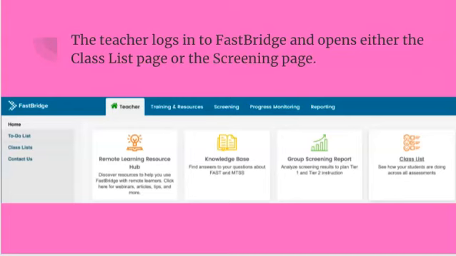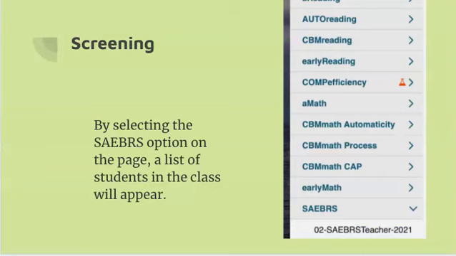So now let's get started and walk you through how to log into the FastBridge system to get started in executing the SAEBRS assessment. In order to execute the SAEBRS assessment, the first thing that the teacher needs to do is log into FastBridge. Once you are in the system, you can either open the class list page or go to the top of the screen and select the word screening. Once you have selected the SAEBRS option on the page, you will see a list of the students who are in your class.